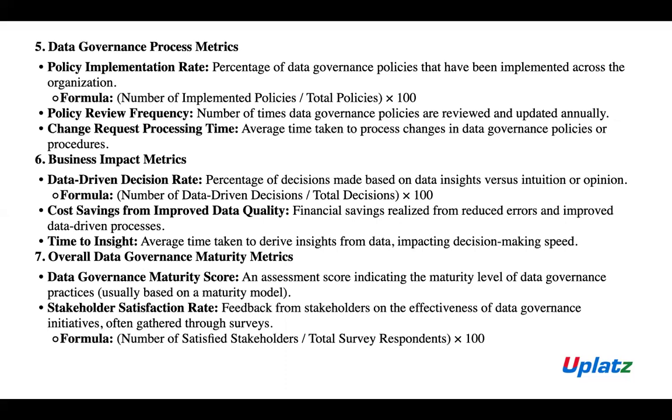The next is data governance process metrics. In this, we have policy implementation rate, policy review frequency, and change request processing time. So policy implementation rate is the percentage of data governance policies that have been implemented across the organization. The formula for this is number of implemented policies divided by total policies, multiplied by 100.